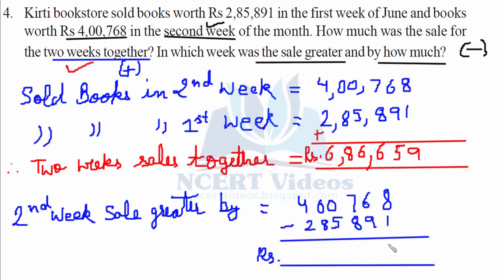8 minus 1 gives you 7. 16 minus 9 would give you, as we have taken carry, 7, and here it was 6, so 8 to the 16, that is 8. Here it would be 4, and the carry was taken, therefore it becomes 1. 9 minus 8 is 1, and 3 minus 2 gives you 1. So it comes out to be 1,14,877.